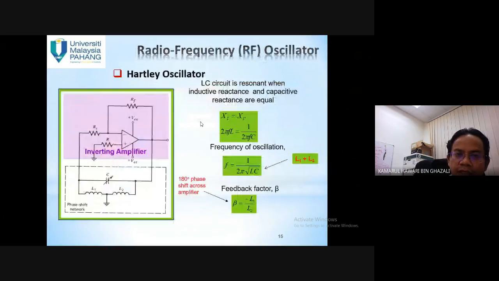Next is a Hartley oscillator, a radio frequency oscillator. An LC circuit is resonant when inductive reactance and capacitive reactance are equal. Then this is the formula: XL equals XC, so 2 pi f L equals 1 over 2 pi f C. Then you get the frequency of oscillation with this formula, where L equals L1 plus L2, with the feedback factor beta equal to negative L1 divided by L2, and a 180 degree phase shift across the amplifier.